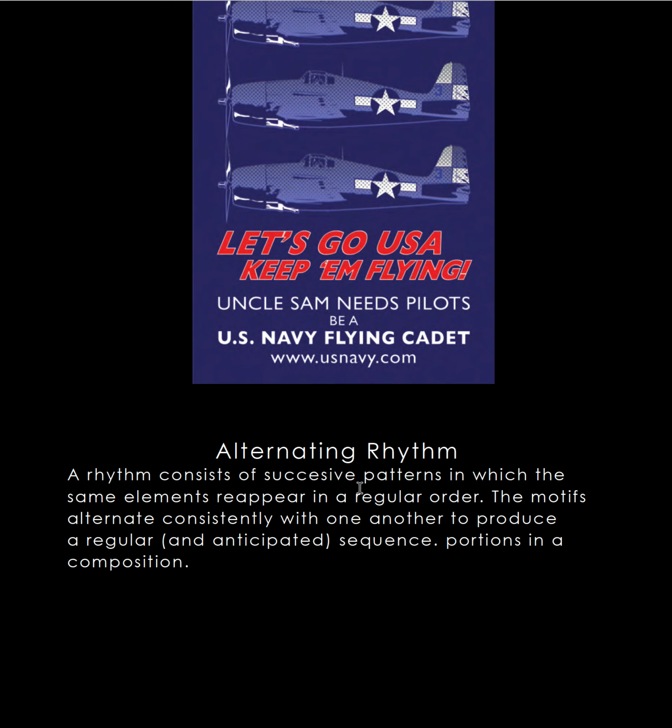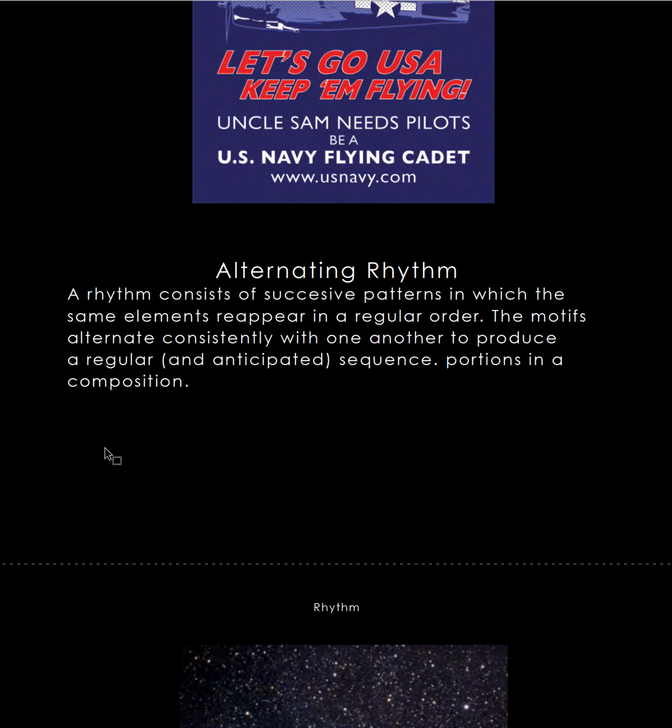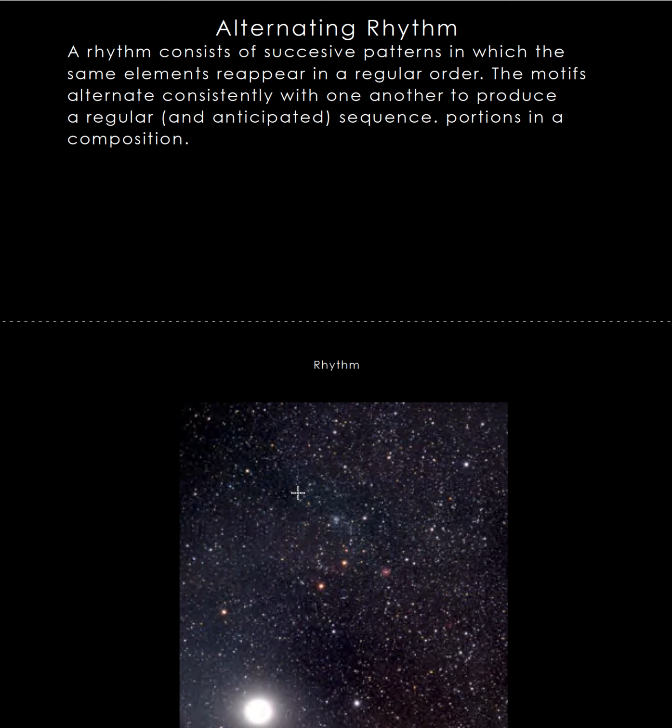A rhythm consists of successive patterns in which the same elements reappear in a regular order. The motifs alternate consistently with one another to produce a regular and anticipated sequence, portions in a composition. This also might be a light pole and a wire and a light pole and a wire, etc.